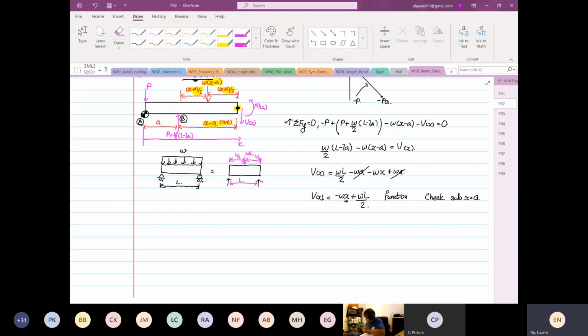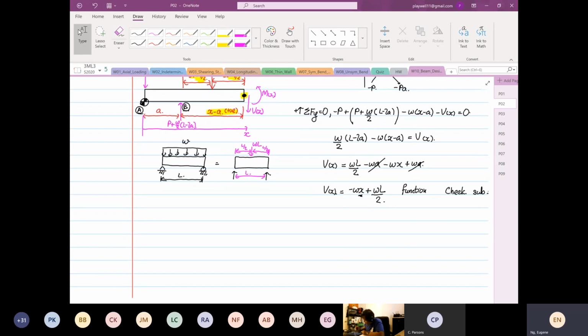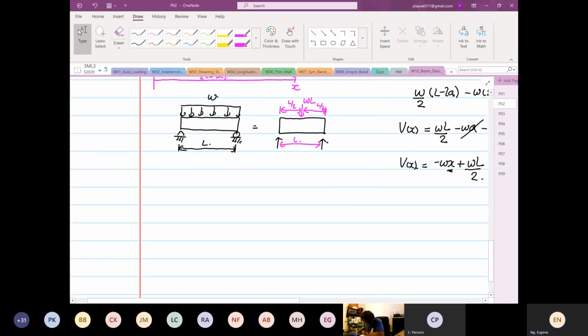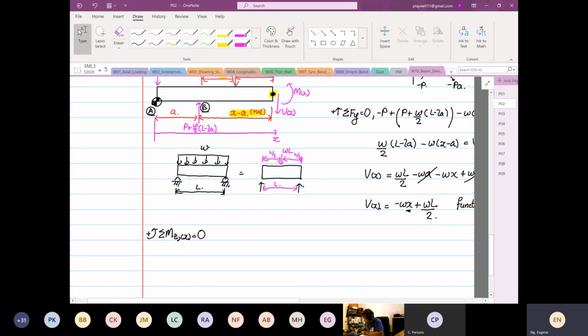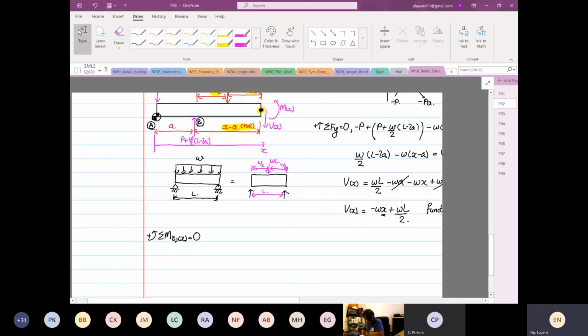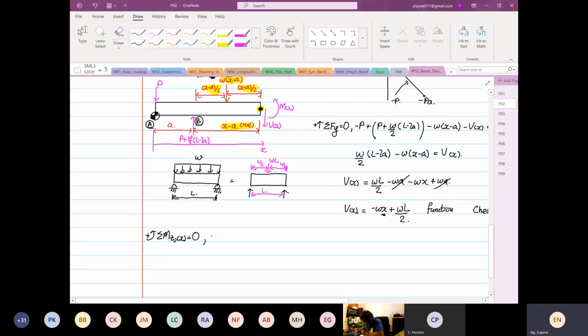From here, it's going to be a messy equation, like we can see that already, right? So you have positive summation of moment about z-axis at a certain distance x is equal to 0. So the first P is going anti-clockwise, so it's equal to Px, right?